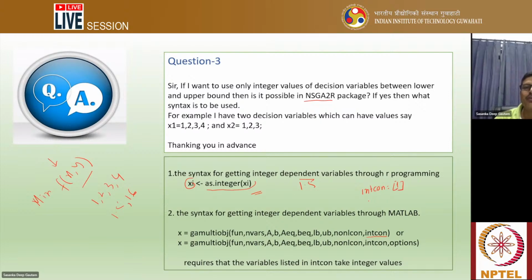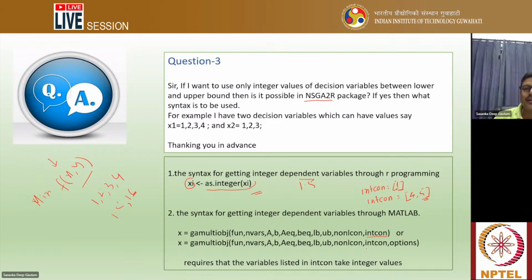Now suppose you have 10 variables, and out of the 10, the fourth and fifth variables are integer variables. Then you can write intcon, and in the vector you write 4 and 5. So you are defining that the fourth and fifth variables are integer variables. That provision is there in MATLAB.